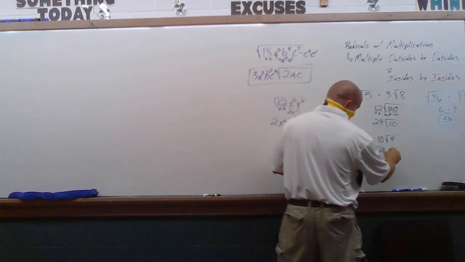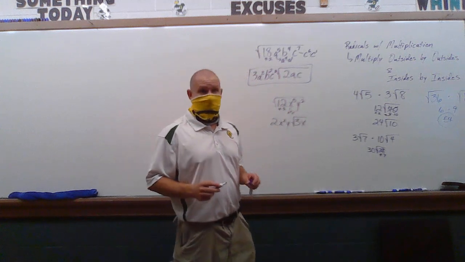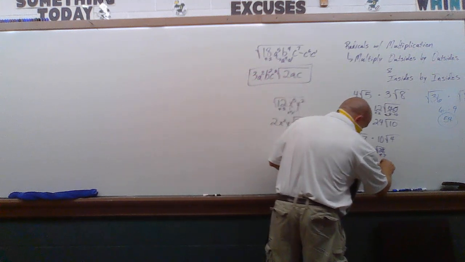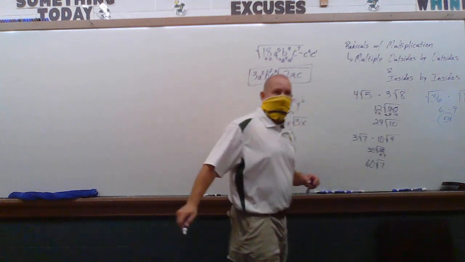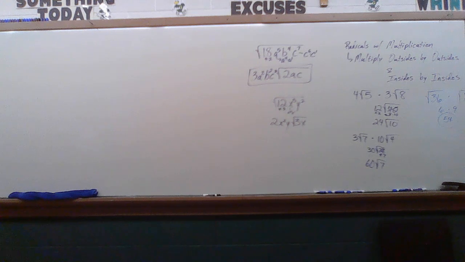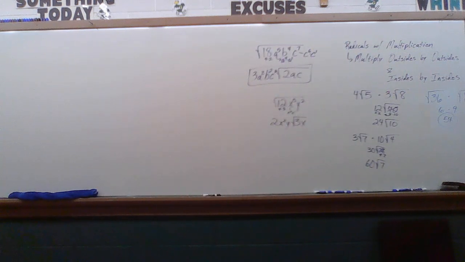Well, I can break 28 into 4 times 7. What's the square root of 4? 2 times 30? We should have gotten 60 square root of 7. How did we do? Okay, make sense? Yeah. All right. So if we can multiply them, then we can divide them.